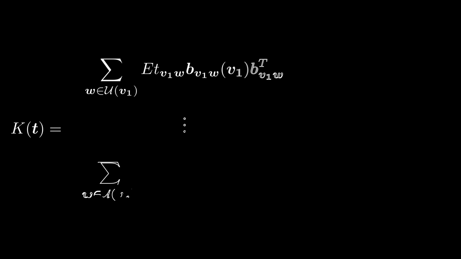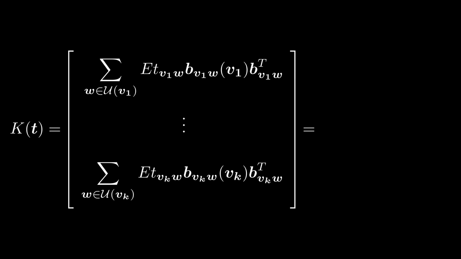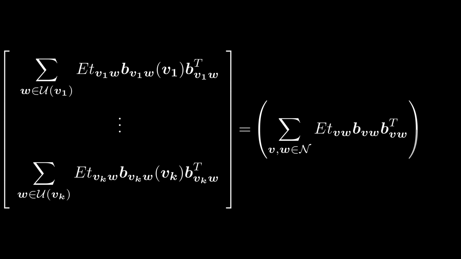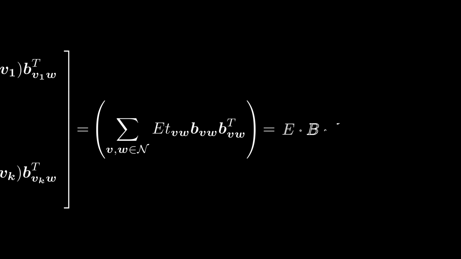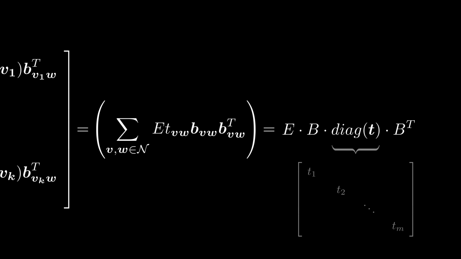It can be shown that the stiffness matrix of a truss can be written as a linear combination of other matrices, and denotes here the set containing all nodes of the truss. Furthermore, it can be shown that the stiffness matrix is equal to E times B times diag of T times B transposed. Diag of T describes here a diagonal matrix containing the vector T with elements T1 to Tm on its diagonal. The matrix B is the so-called node bar matrix that contains all vectors BVW column-wise, and E is the E modulus. At this point let us do a short example to reinforce what we have seen so far.